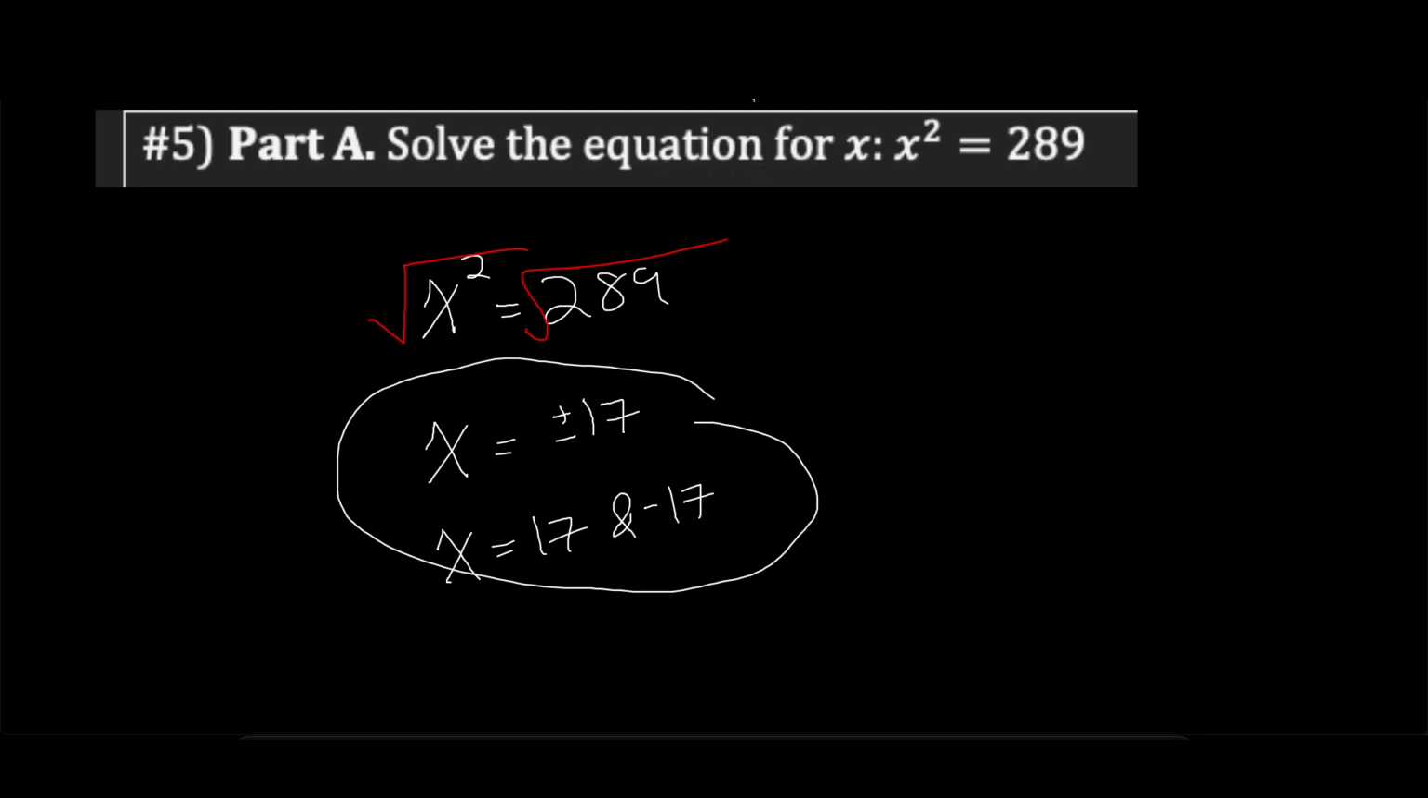Just make sure that you are saying that it is both roots. If you just put positive 17, it's incorrect. If you just put negative 17, it's incorrect. You have to put that it's both of them at the same time.